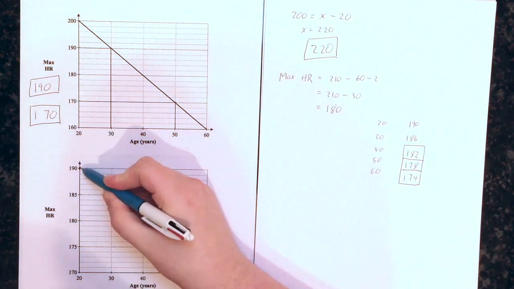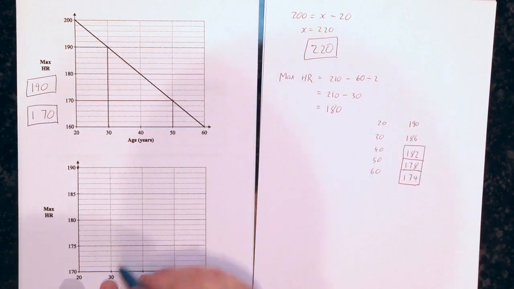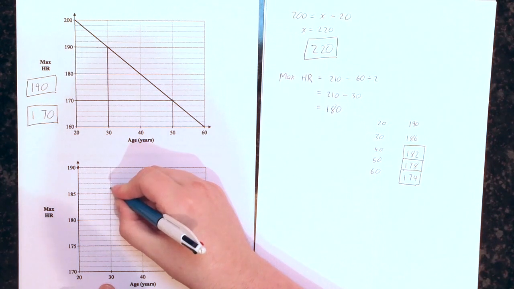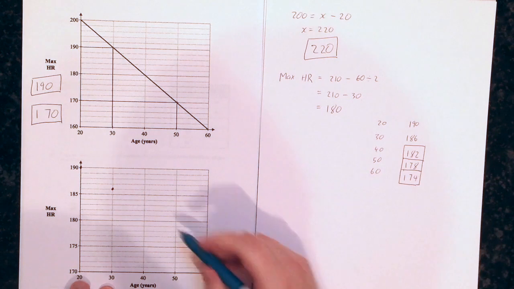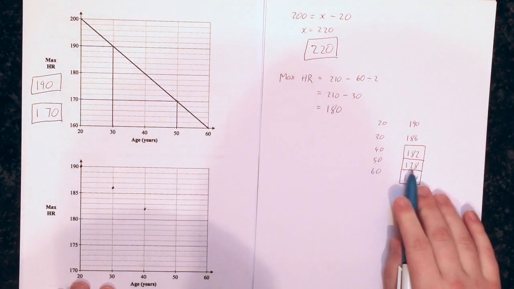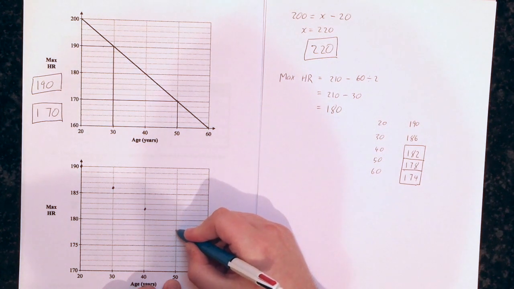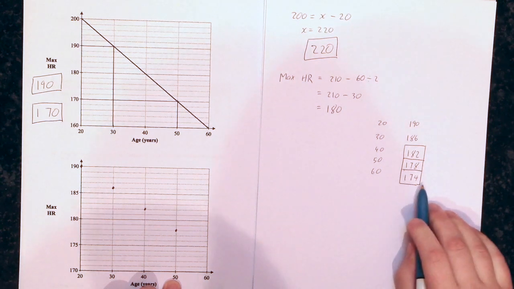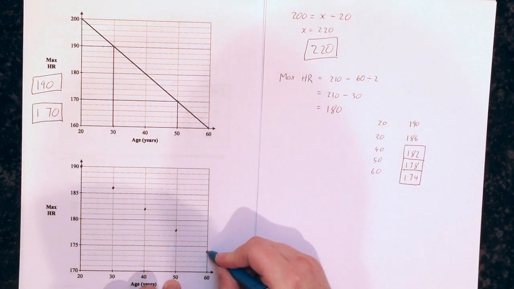at 20, 190. The next point is 30, 186. So 30 and 186. The next point is 40, 182. So 40 and 182. The next point is 50 and 178. 50 and 178. And the last point is 60 and 174. 60 and 174.